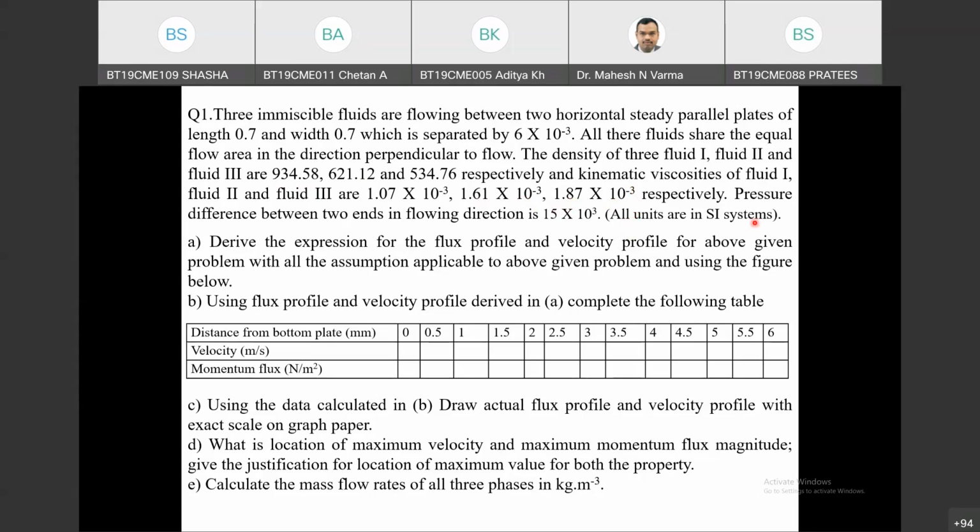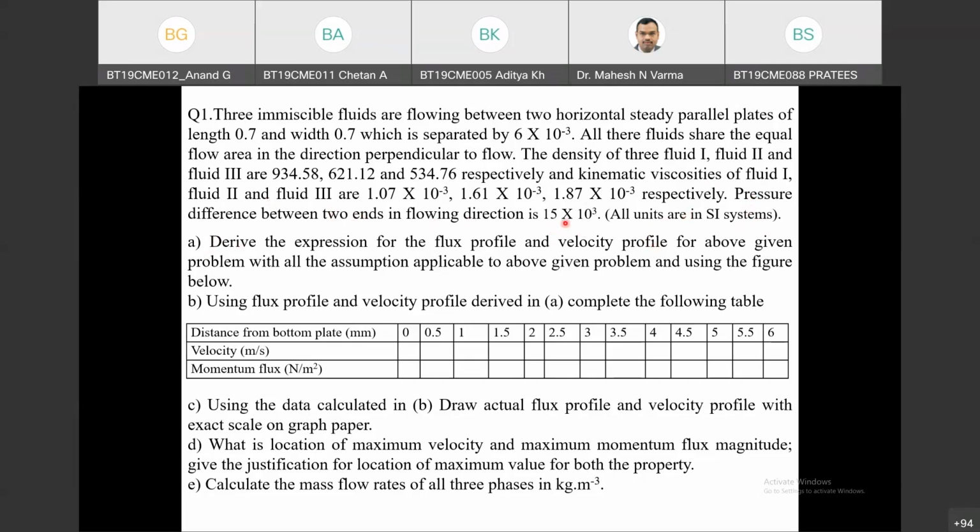What is the SI unit of kinematic viscosity? Roll number 12, Anand. Anand, what is the SI unit of kinematic viscosity? Meter square per second. Okay.